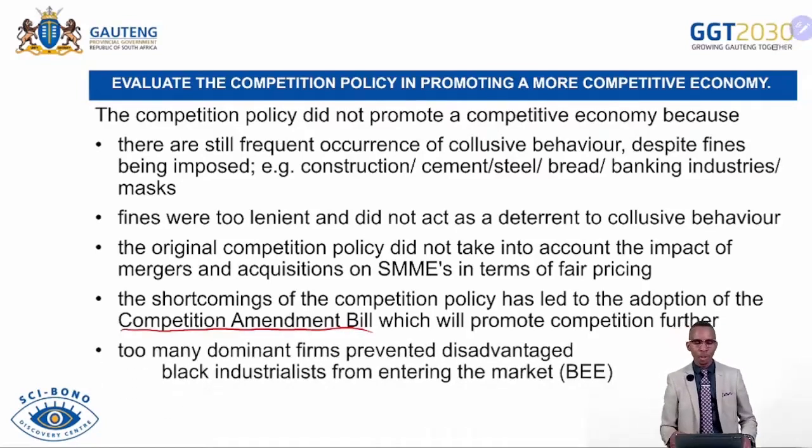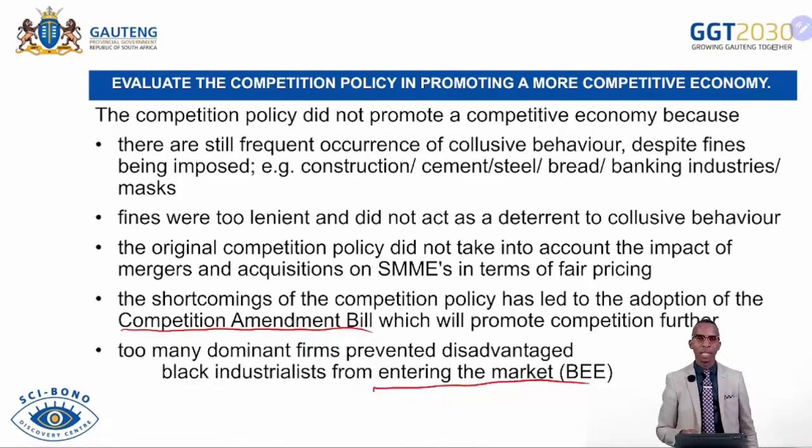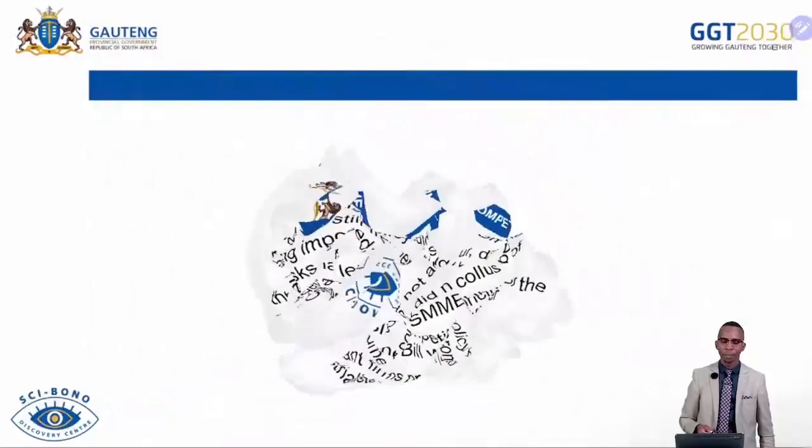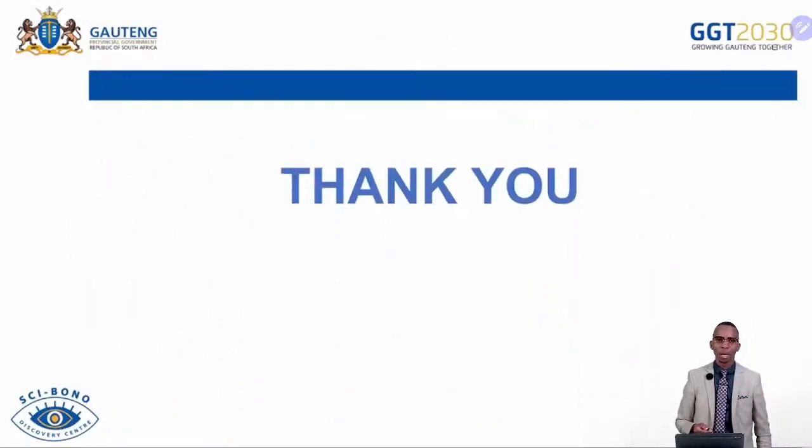And then too many dominant firms prevented disadvantaged black industries from entering the market. Then that happened through the BEE, Black Economic Empowerment. Our lesson ends here.